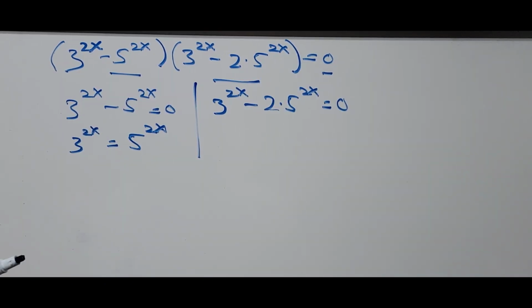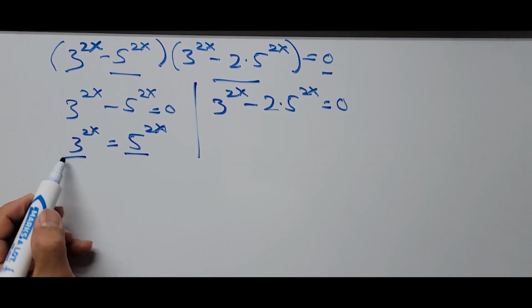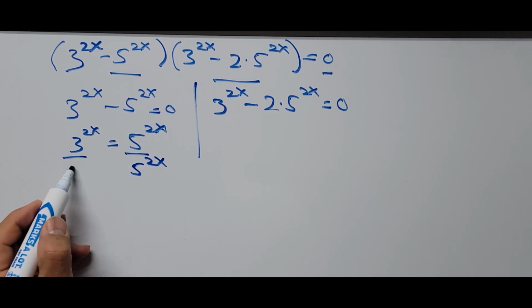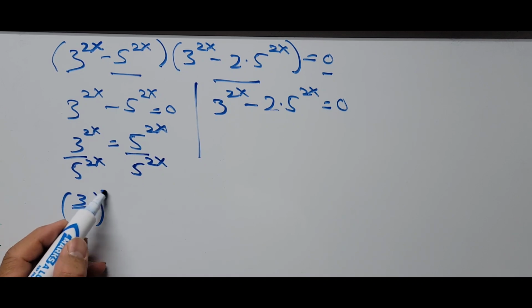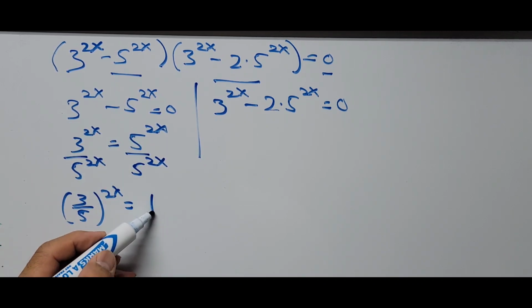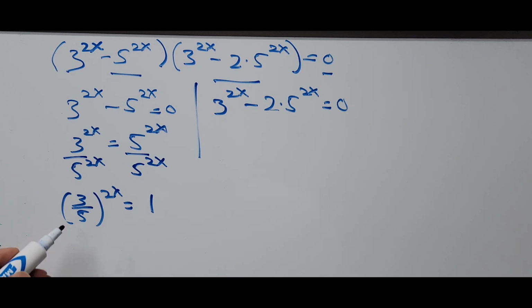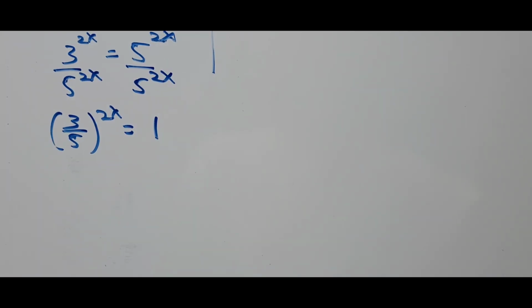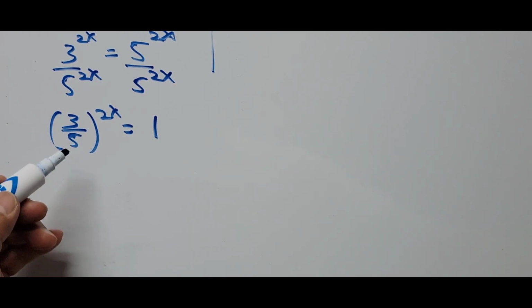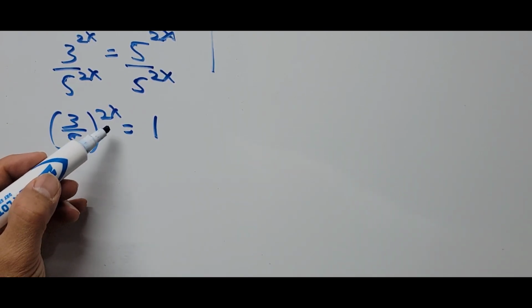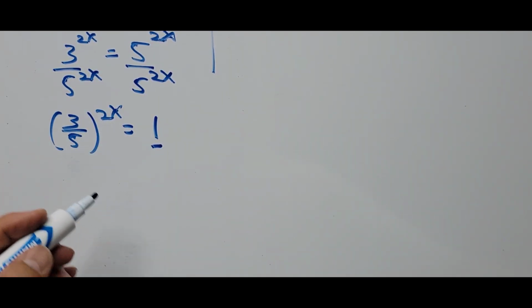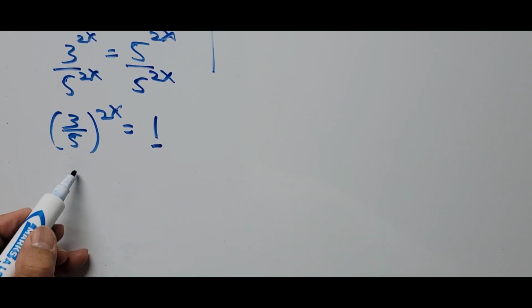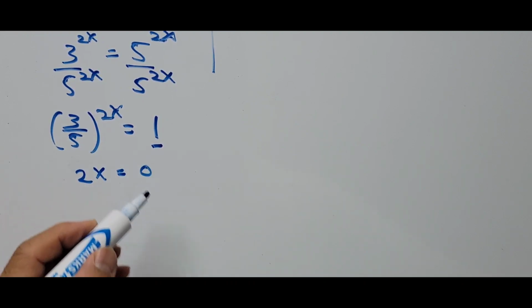So from here, we divide the whole equation by 5 raised to the 2x. So the left side of the equation now becomes 3 divided by 5 raised to the 2x equals 1. And from here, if you notice, base 3/5 raised to the exponent 2x is 1. This simply means that the exponent is 0, right? So that means it is now 2x is equal to 0.